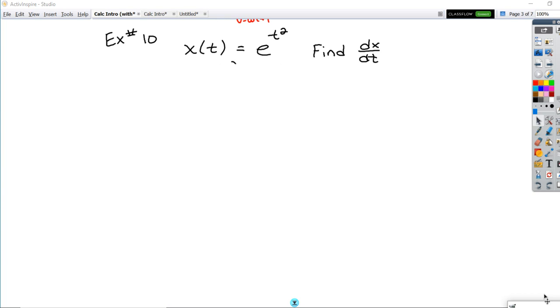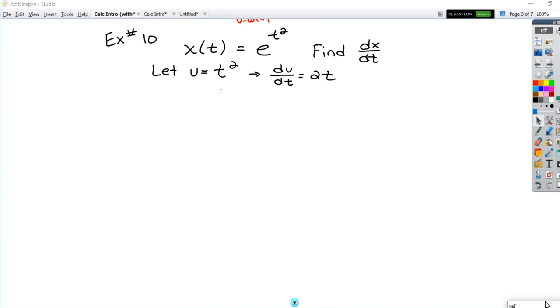Example number 10. Find dx by dt of the function e to the t squared. Okay, so we know we're going to have to use the exponential rule, but a chain rule is necessary because it's not just e to the t, but if it was, that's an easy derivative to take. But we could substitute in u for t squared and follow through with the chain rule procedure.